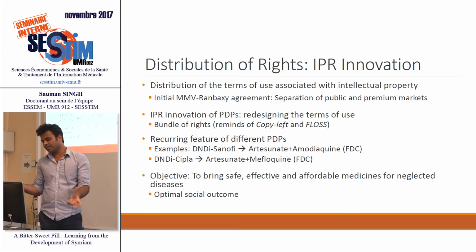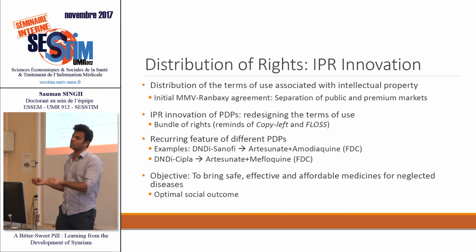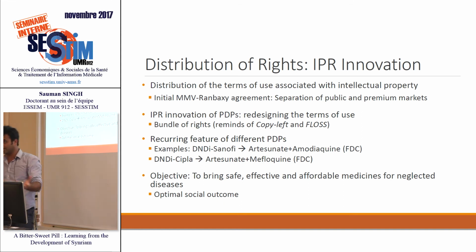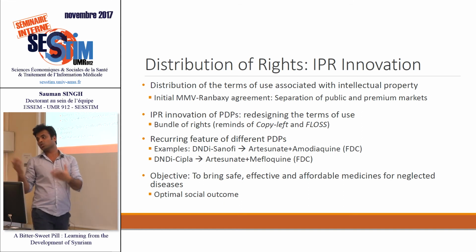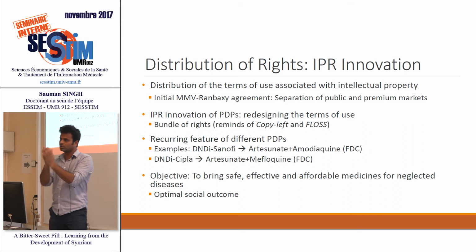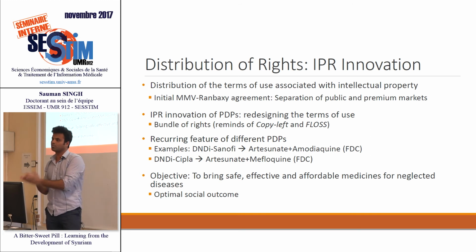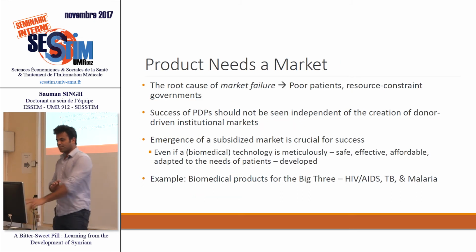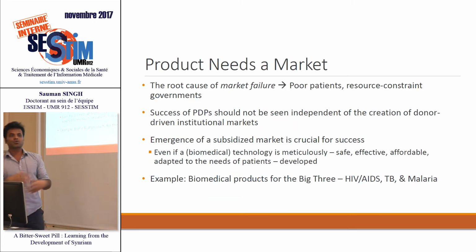And so the whole idea here remains a socially optimal outcome: between a pure public good and a pure private good, lots of different possibilities are there. In PDPs there is no one fixed set of rules that we will do this. The only idea is that whatever the outcome would be, it should be socially optimal. Okay. A product needs a market. Suppose a product is developed.